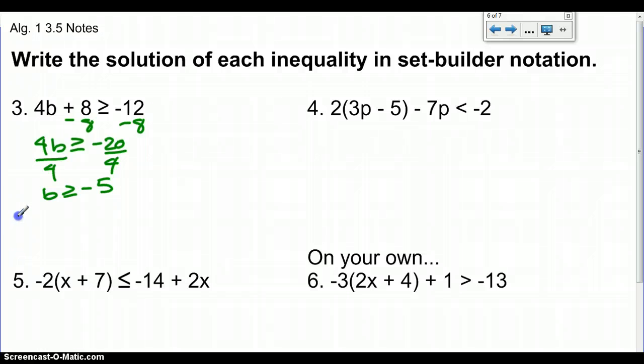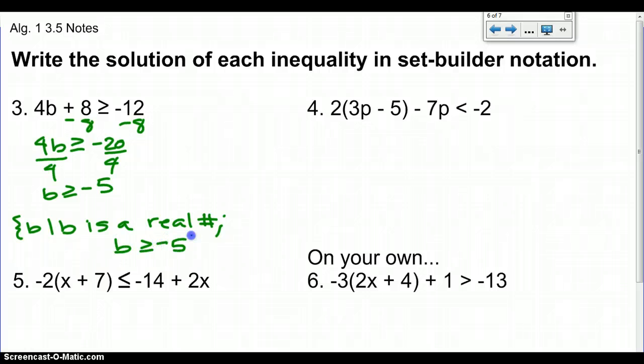So we're going to define our variable of b, and then b is a real number. And for these ones, when you solve the inequality, it'll always be a real number. So b is a real number. We have our semicolon, and then we write our inequality. b is greater than or equal to negative 5. And that's how you solve and write an inequality in set builder notation.